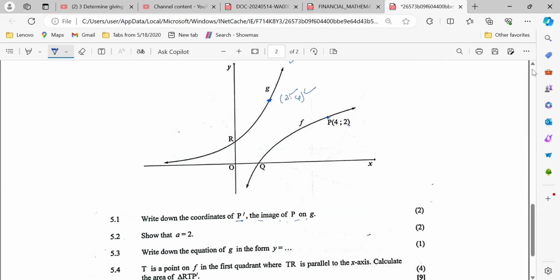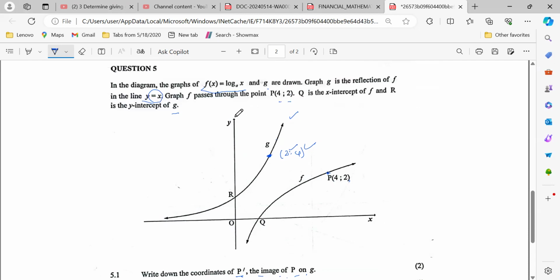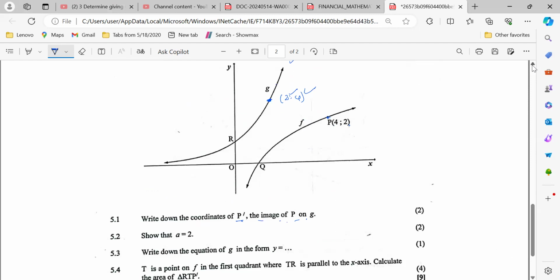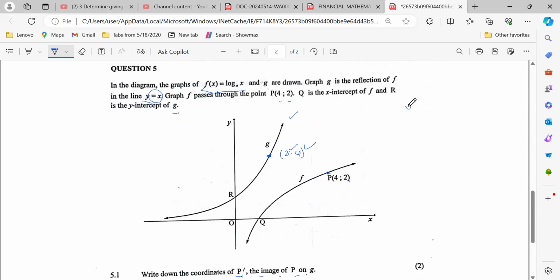Okay. Number 2, they say, show that a is going to be equal to 2. How do we show it? We're going to say we have y equal to log a of 2x. And then we say, okay, but now we have 2, which is going to be the log a of 4, like this.